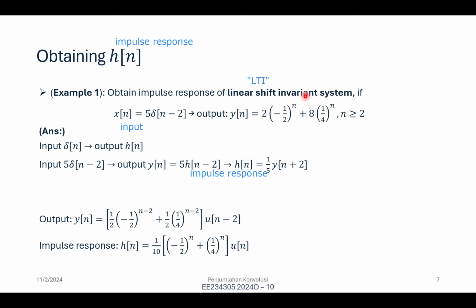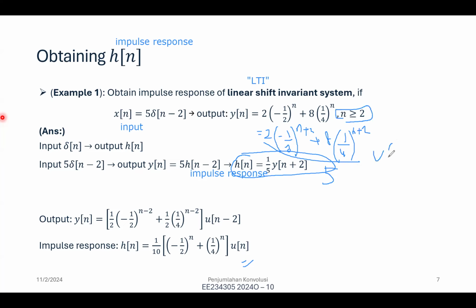The purpose here is that we have this relation between y and h, right? So h is y of n plus 2 equals something. Of course, we can also have this: 2 times minus half to the power of n plus 2, plus 8 times 1/4 to the power of n plus 2, and this is all divided by 5, right? And it's the same as this, for n more than or equal to 2, which means we have put n minus 2 here. Yeah, sorry, this should be n minus 2, that's correct.